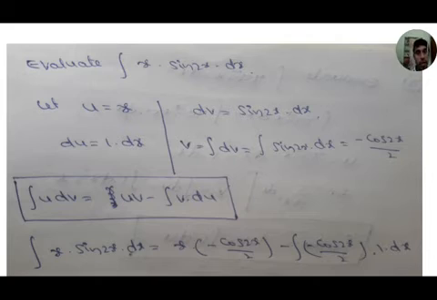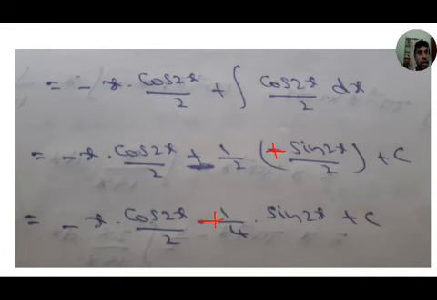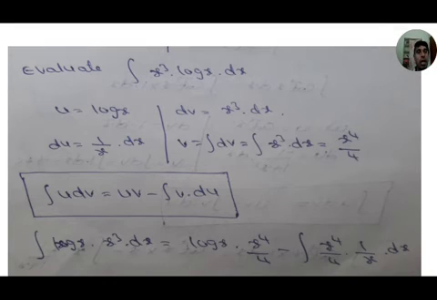The derivative of x is 1, so du equal to 1 into dx, and integrating the second function, v equal to integration of dv, sin 2x, which gives minus cos 2x by 2. Substitute in the formula, integration of u dv equal to uv minus integration of v du, and simplify. We get the answer: minus x into cos 2x by 2 plus 1 by 4 into sin 2x by 2. Next problem.